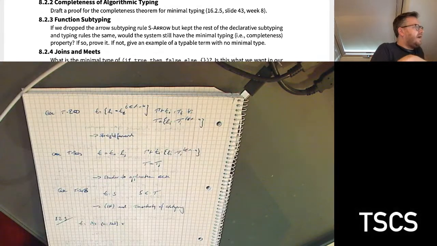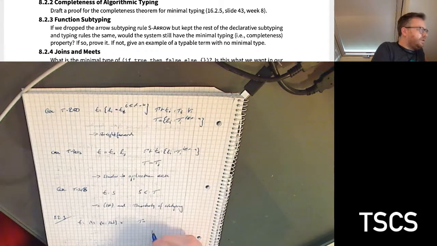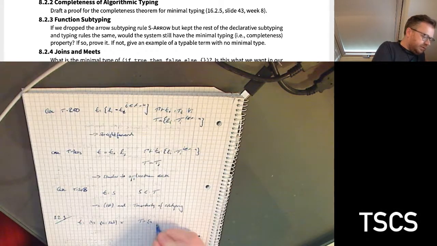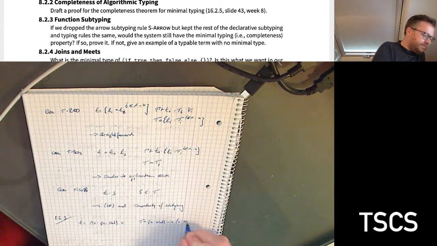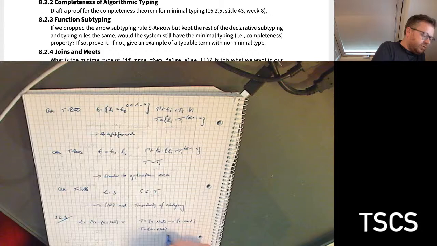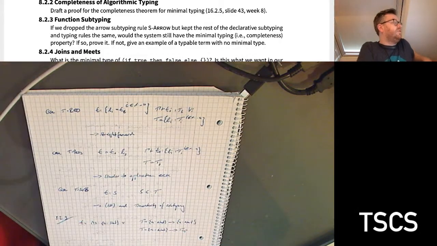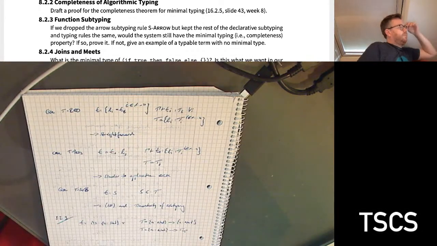And if we do not have the S-error rule, under the declarative typing rules, T would be, of course, Nat going to Nat, but also T would be Nat going to Top. We could also do that using the subtyping, the T-Sub rule.